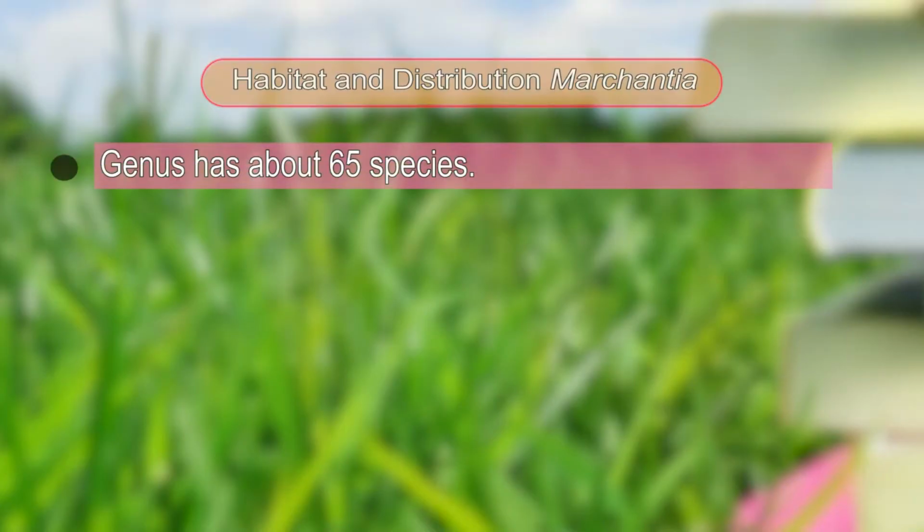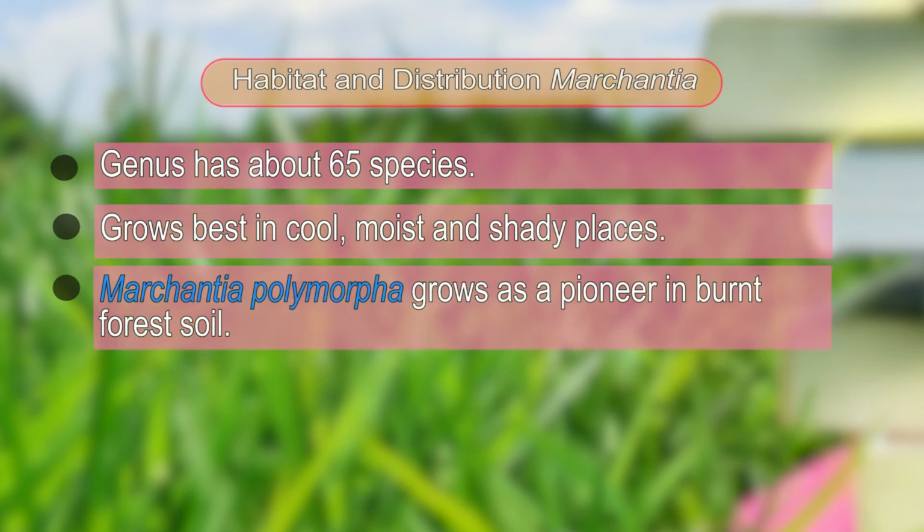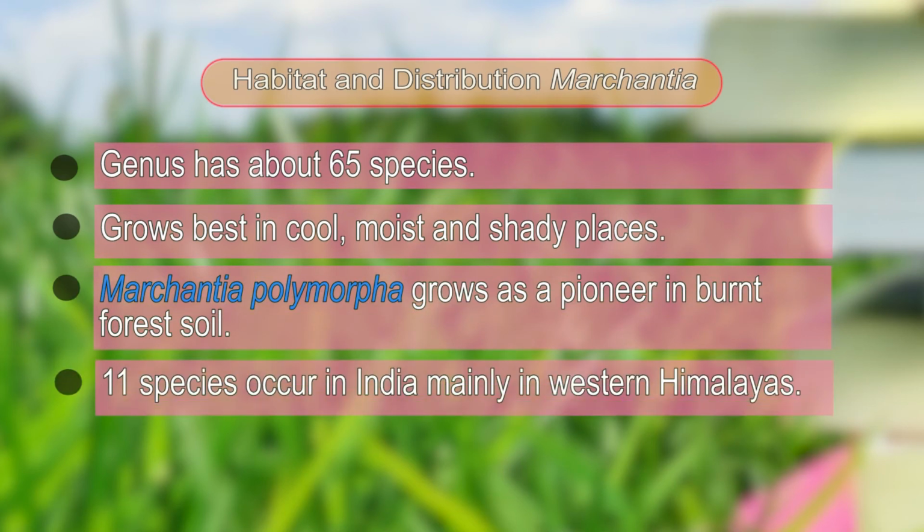So basically, let's start with the simplest bryophyte, that is Marchantia. Marchantia, the genus, has got 65 species distributed worldwide. It grows best in cool, moist and shady places. The most common species of Marchantia is Marchantia polymorpha. Generally, there are found to be 11 species of Marchantia growing in India, mainly in the western Himalayas.